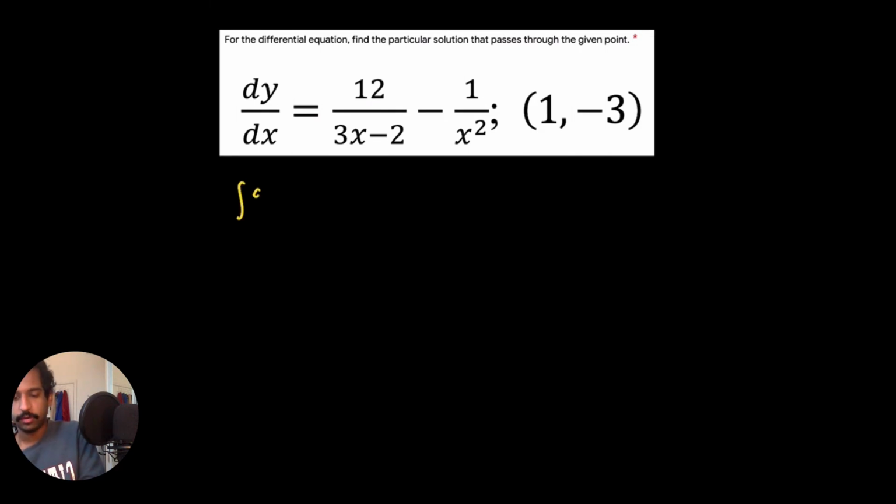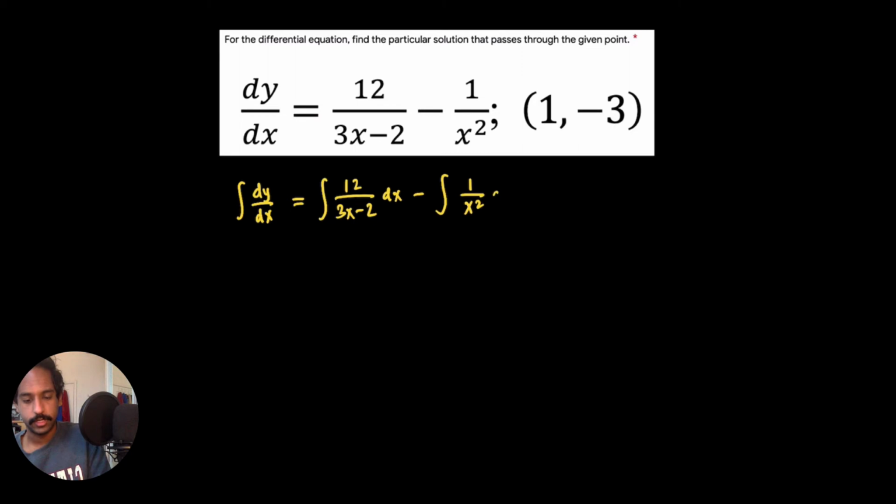We find the integral, or the antiderivative, of dy/dx, which will equal the antiderivative of 12 over 3x minus 2. And what you're going to notice, I'm going to split this up into two different integrals, and I'll show you why. dx minus the integral of 1 over x squared dx. This 1 over x squared I'm going to rewrite as x to the power of negative 2. Alright, so when we do that, this will just be y, so y will equal whatever the integral of this is.